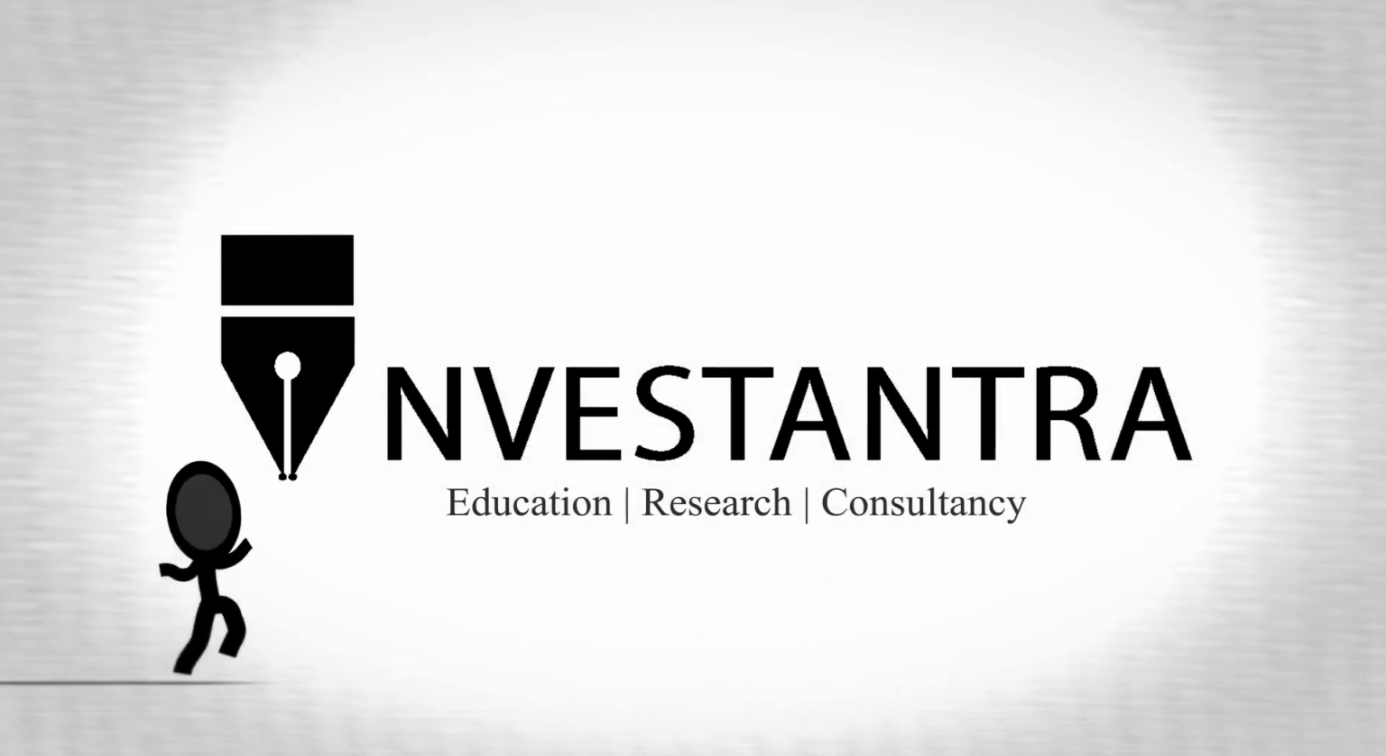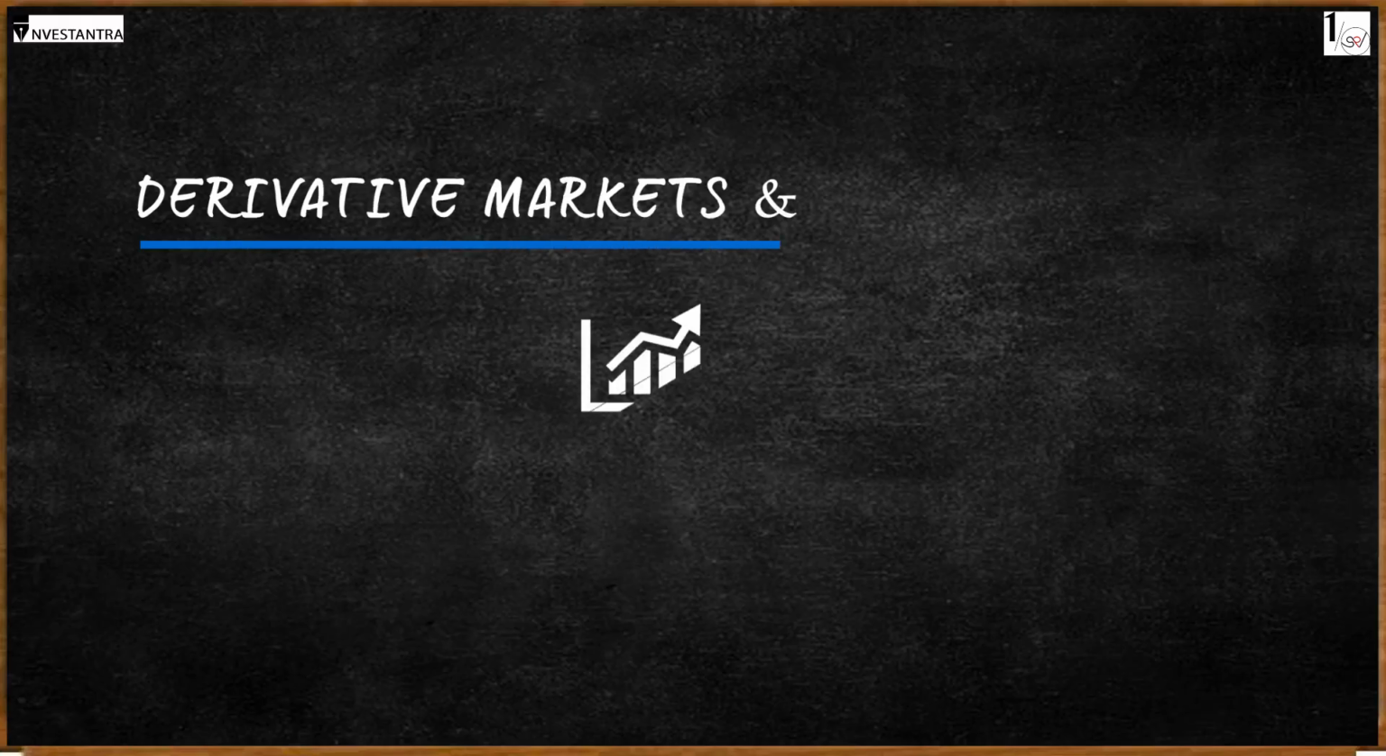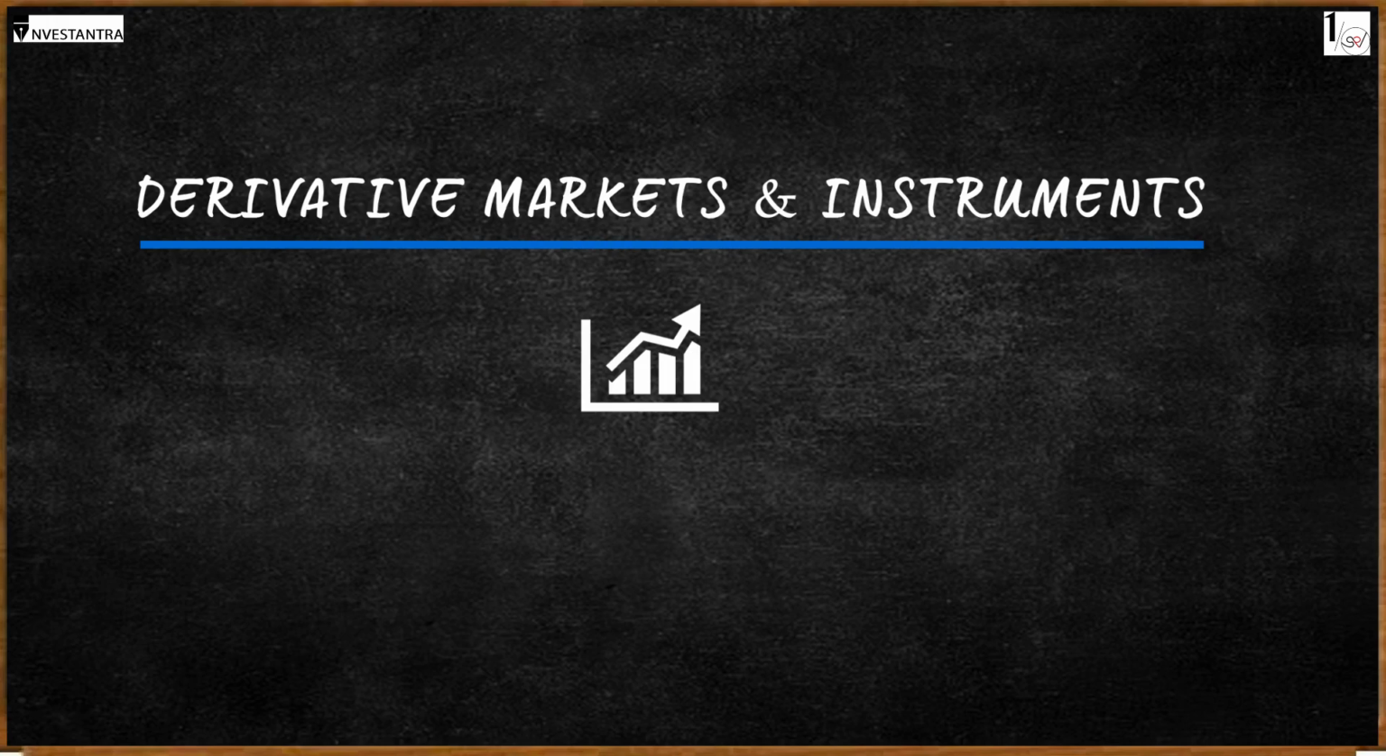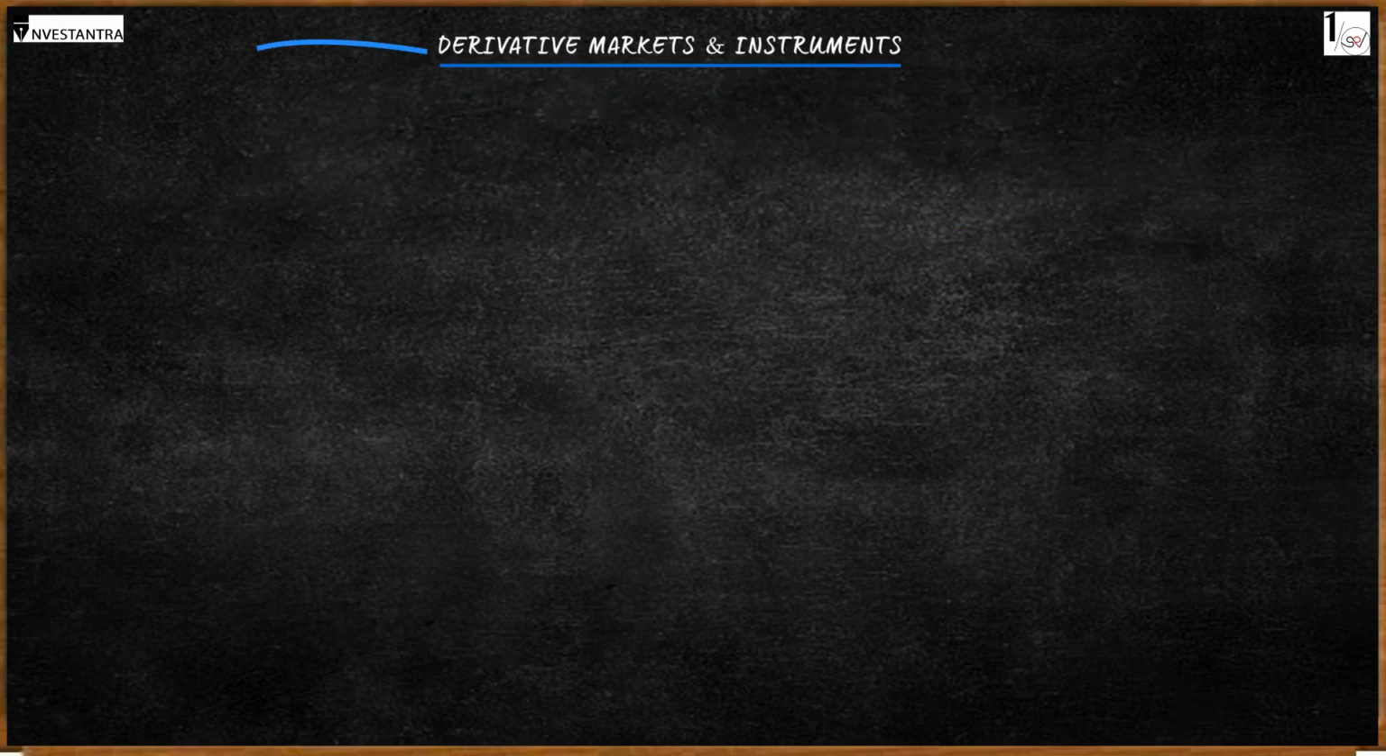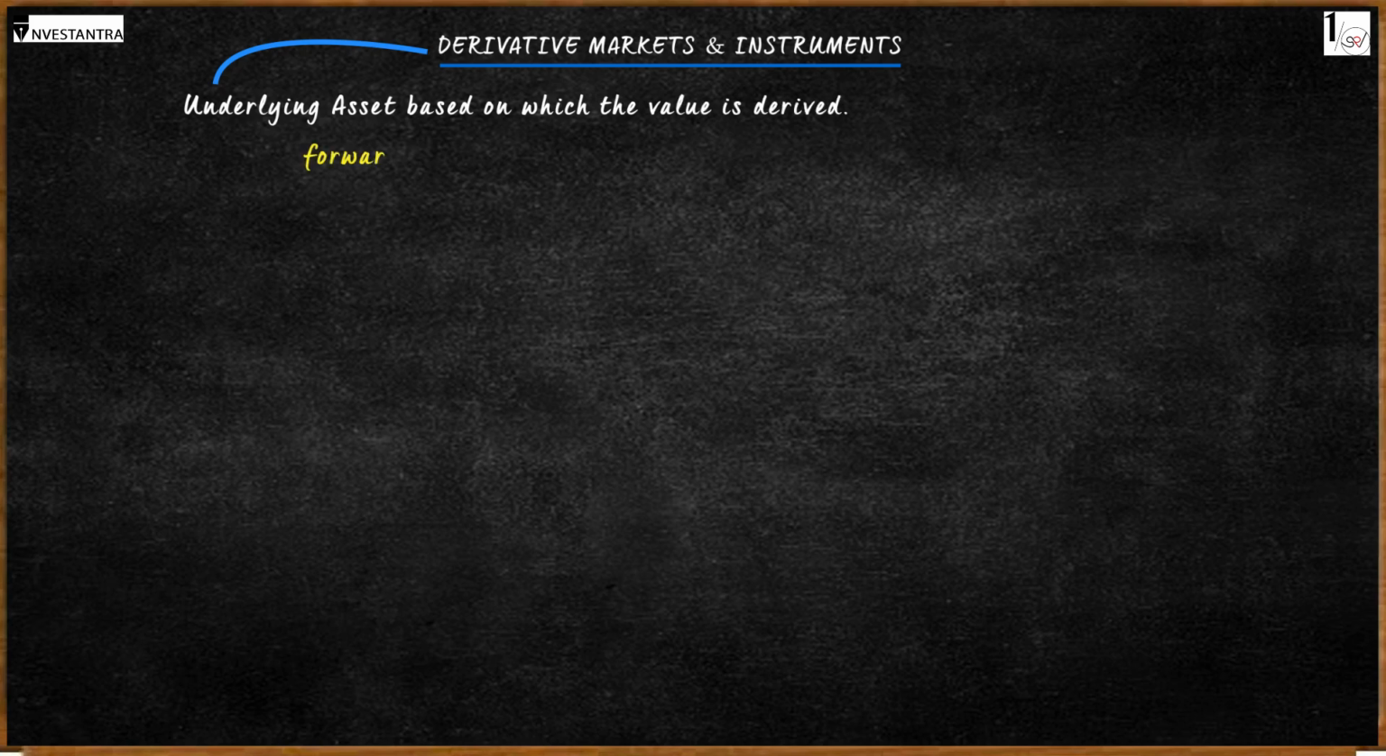So we'll start off with derivatives, right? The topic will be derivative markets and instruments. There is an underlying asset based on which the value is derived. You have different types of derivatives. The most important ones are forwards and futures.